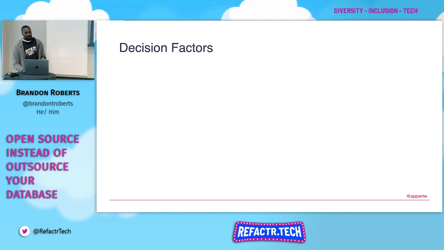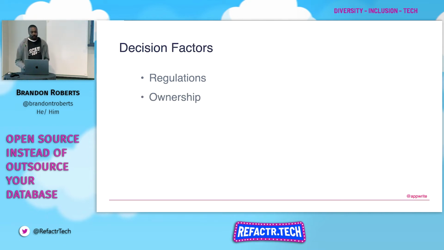Also, other decision factors could be regulations. There could be strict regulations in what providers you can choose. In some countries, they prefer you to choose open source solutions versus outsourced solutions, just for data ownership. They don't want you to host your data in foreign countries. They want to keep that really close to the vest.